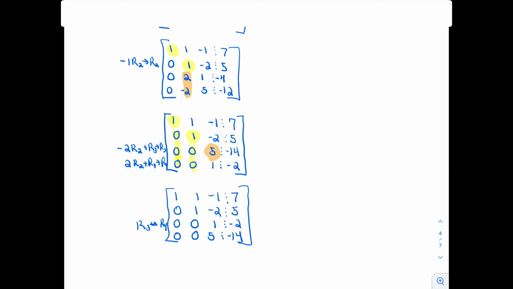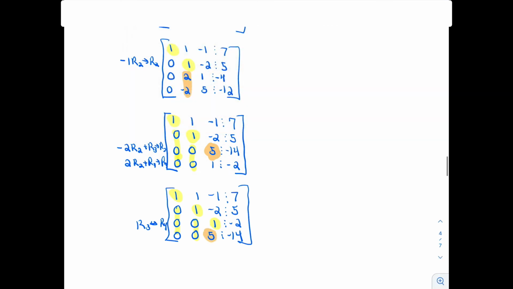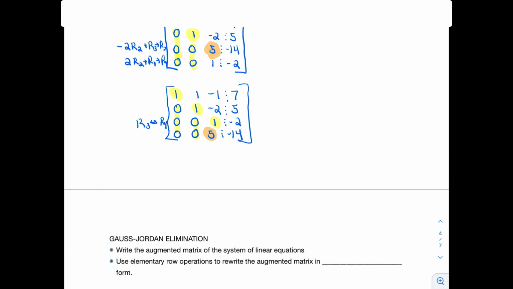I have now successfully found all my leading ones. So my final goal is to get a 0 in the entry underneath this last leading one. I can do that by simply multiplying my row 3 by negative 5 and adding it to row 4. And so that's what I'll do in this last matrix.